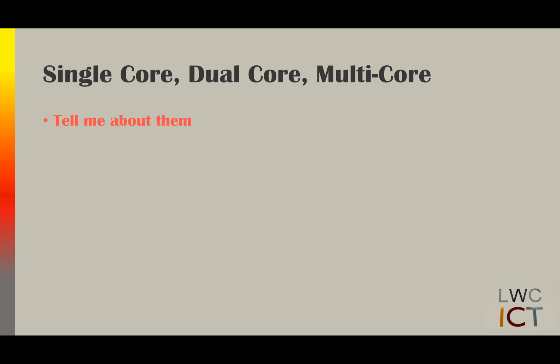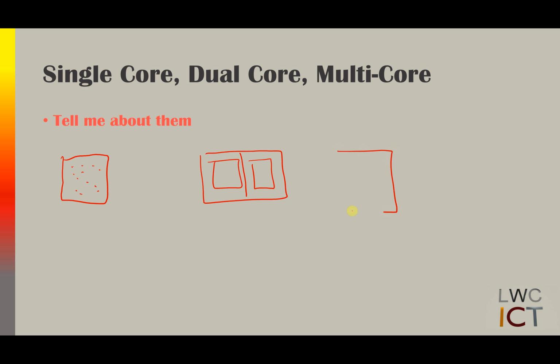So what the manufacturers decided to do is create dual core and then multi-core processors, which means there's more than one processor on a chip. So you used to have one little processor, that's single core. Then they created a dual core, which had 2 processors on it. Then you got quad core, etc. Now, each one of these is its own separate processor.